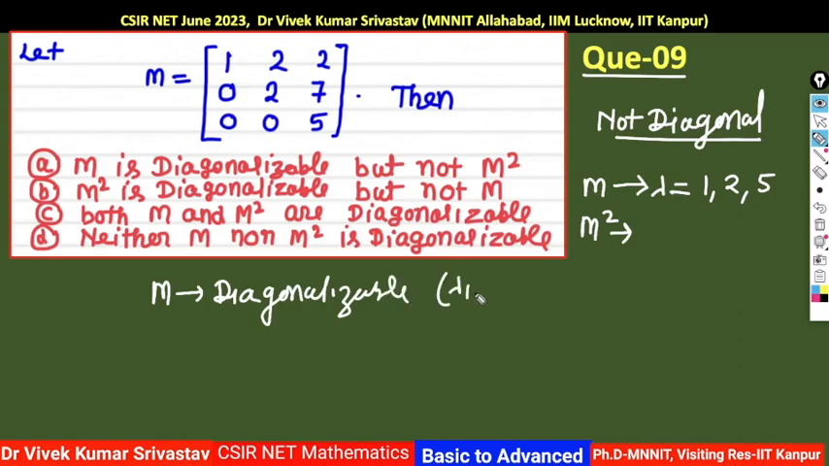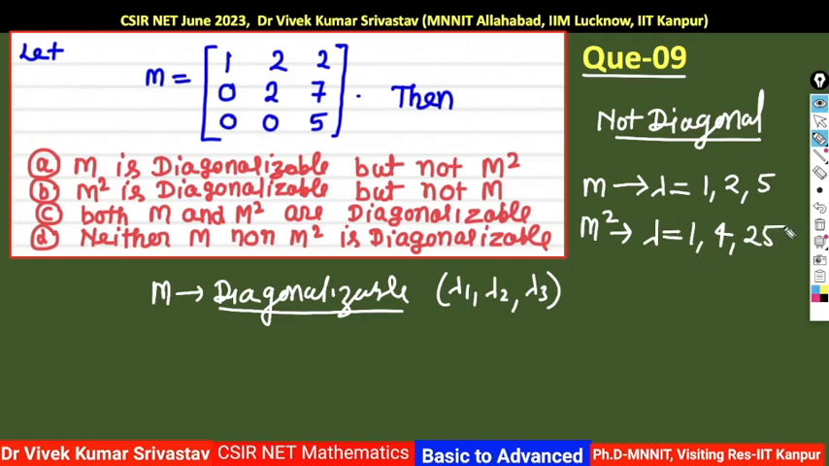If all the eigenvalues are distinct, यहाँ देखिए सब अलग अलग हैं 1 2 5, in that case the matrix is diagonalizable over that field. यहाँ पे कोई ऐसा दिया नहीं, but over R it is diagonalizable. M square ये भी निकालना आसान. अगर कोई भी मैट्रिक्स दिया जिसकी आइगन वैल्यूज दिया है तो उसके स्क्वायर का भी आप आइगन वैल्यूज निकाल सकते हैं. क्या हो जाएगा, 1 का स्क्वायर that is 1, 2 का स्क्वायर 4 और 5 का स्क्वायर 25.